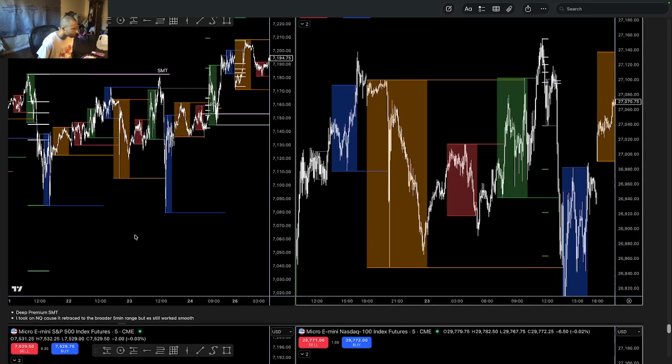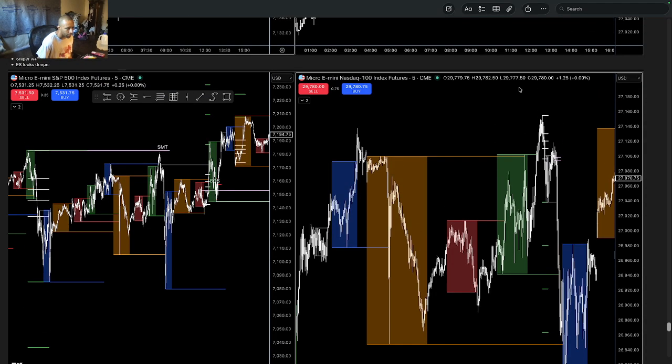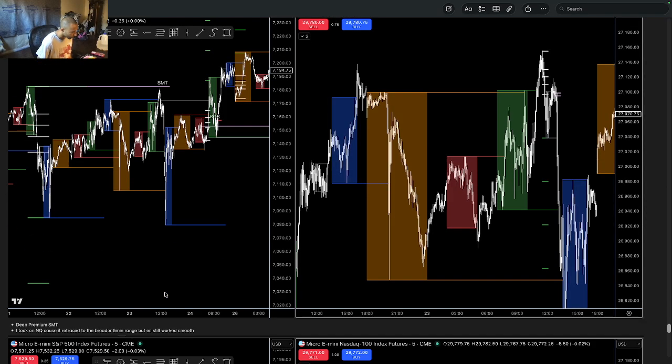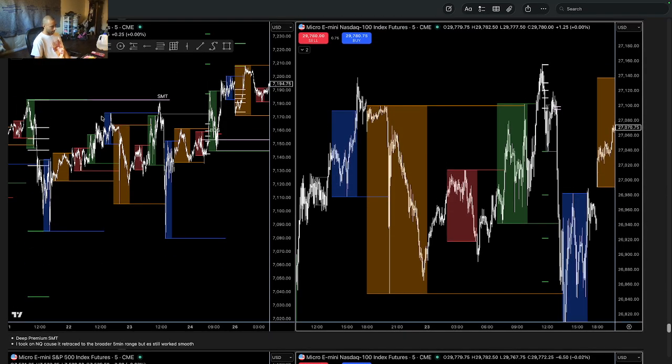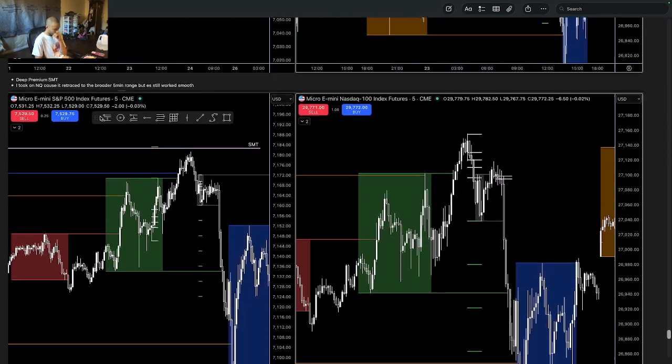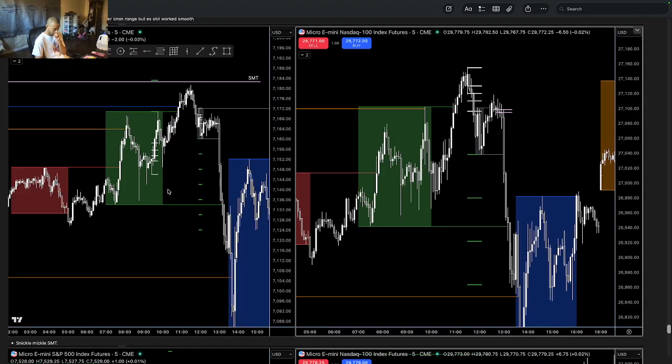Deep premium SMT. So right here, this is kind of like a fish hook, but bearish. Boom. See, swept. Now this was an all-time high, see, but this was not an all-time high. Since we have the SMT here, boom, take the short 5-minute breaker structure. Clear. Come up here, boom, see even cleaner. 5-minute breaker structure, boom.